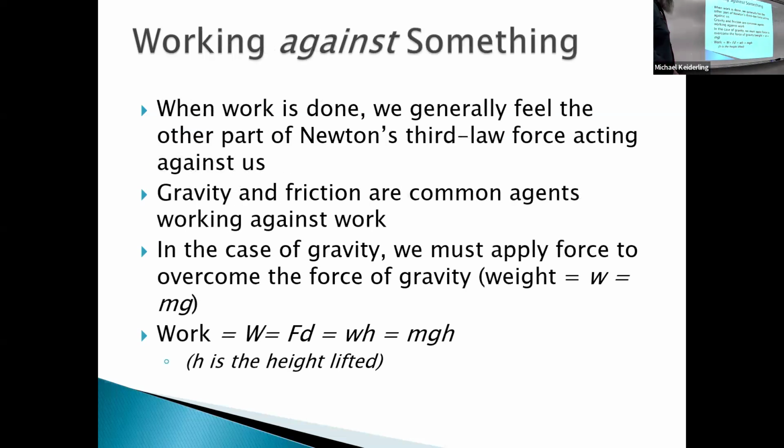Often when you do work, you work against something. We feel the other part of Newton's third law of force acting against us. So if I am lifting this object up, I'm working against gravity. I am applying a force over a distance against gravity.